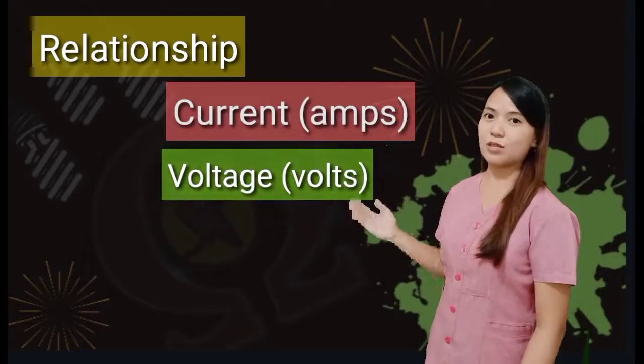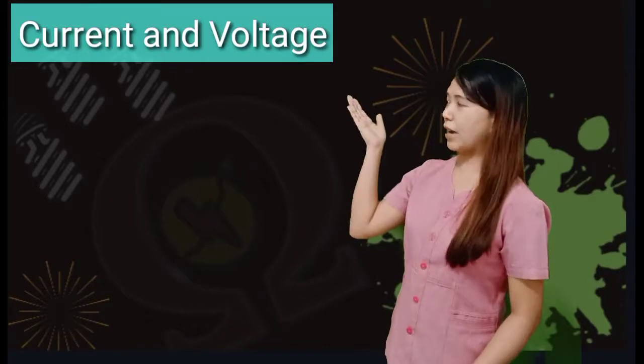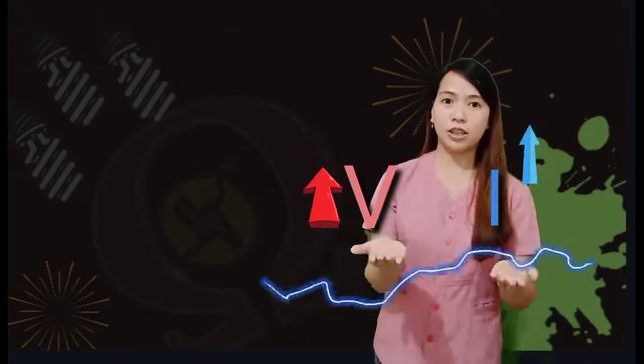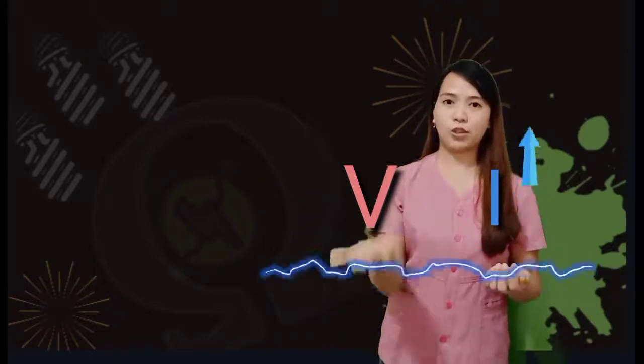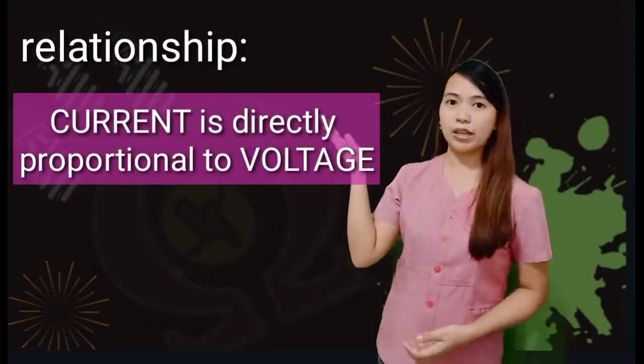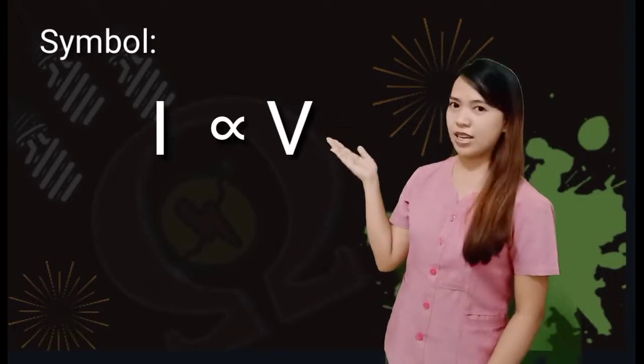The relationship between current, voltage, and resistance is expressed in Ohm's law. George Simon Ohm discovered this law. So what is the relationship between current and voltage? If you increase the voltage, the current will also increase. If you decrease the voltage, the current also decreases. So the relationship: current is directly proportional to voltage. In symbol, I is directly proportional to V.